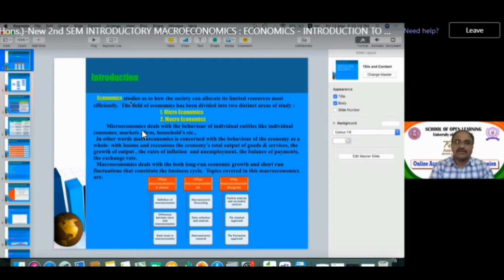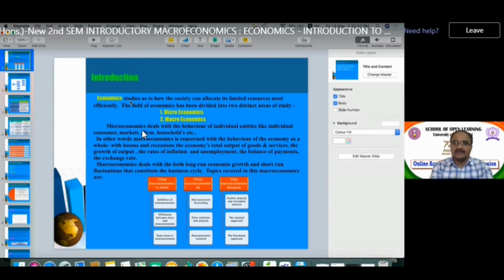So the field of economics has been divided into 2 distinct areas of study. One is microeconomics, another one is macroeconomics. Got it? So what is microeconomics? Microeconomics deals with the behavior of individual entities like individual consumers, individual markets, individual firms and households, and so on. That means in microeconomics you learn individual decision making about how you can utilize the resources in an efficient manner.